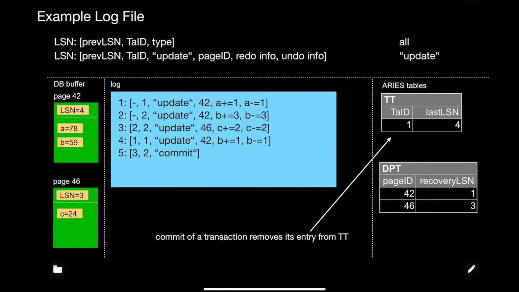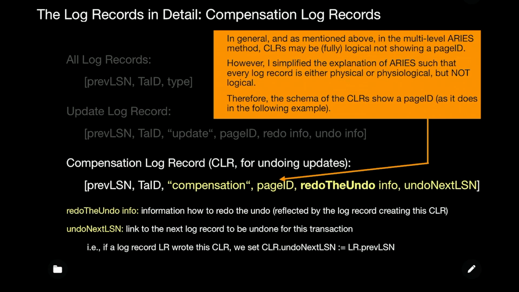Yeah, so far so good. That's the log in normal operation. So we will also need a third type of log record, and that's called the compensation log record. And that becomes important during recovery. And the semantics is a bit weird, but you will see it makes sense.